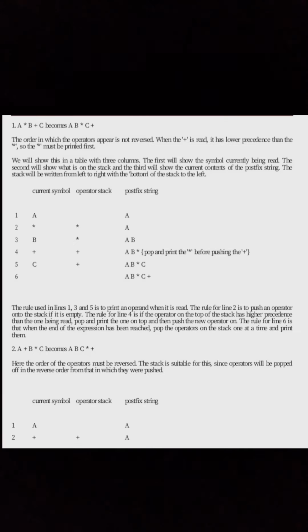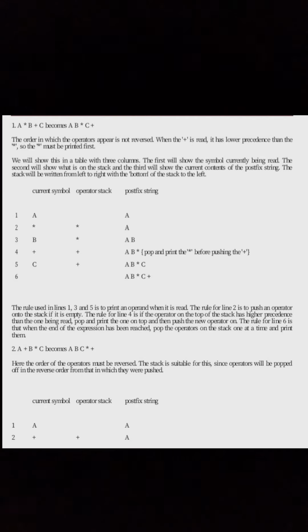See the example. The rule used in lines 1, 3 and 5 is to print an operand when it is read. The rule for line 2 is to push an operator onto the stack if it is empty. The rule for line 4 is, if the operator on the top of the stack has higher precedence than the one being read, pop and print the one on top and then push the new operator on. The rule for line 6 is that when the end of the expression has been reached, pop the operators on the stack one at a time and print them.